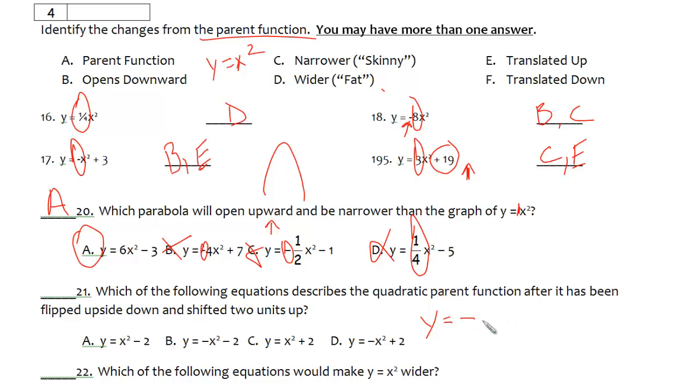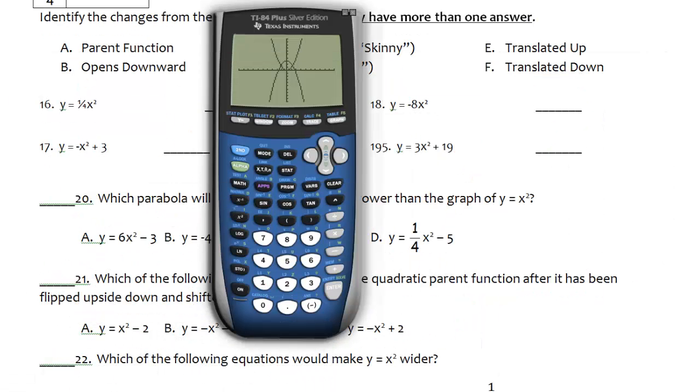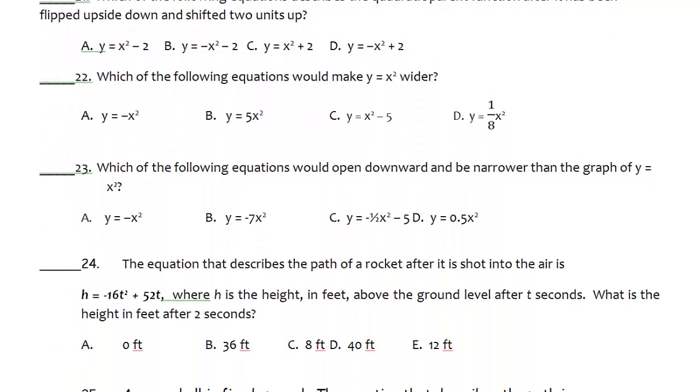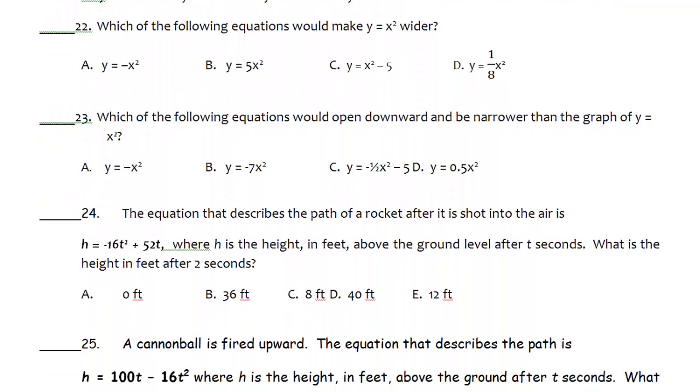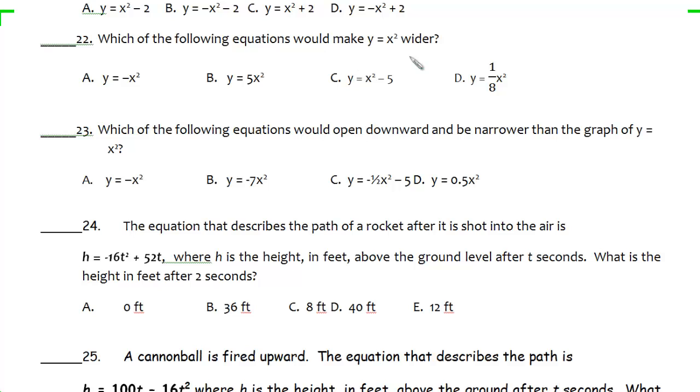So it doesn't do anything to make it wider or narrower, so it should be an x squared, and then it moves 2 units up. So to move 2 up, I just add 2 to it, and I see that right there is letter D. Looking at 22, which of these would make this wider? Well, I know that wider is when I get closer to 0, so that again is D.